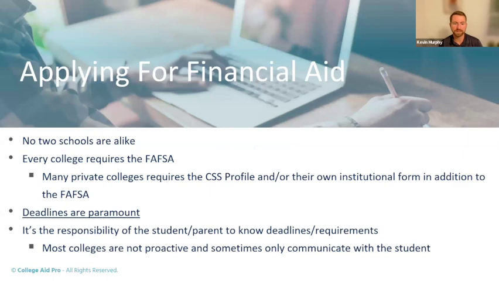Now, applying for financial aid. Every single school, colleges are businesses, right? And every single school awards aid differently. So it's important to understand that no two schools are alike, and how they're going to give your family money is going to differ. Every college requires the FAFSA. So that's almost like step one. Many colleges, some of the private, competitive schools that are pretty expensive, require the CSS Profile. And in some cases, their own institutional form, like Princeton has their own financial aid form. That's on top of the FAFSA. That's not in lieu of the FAFSA. That's in addition to the FAFSA.